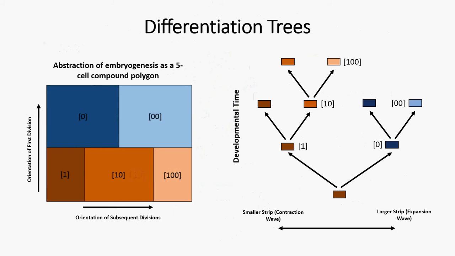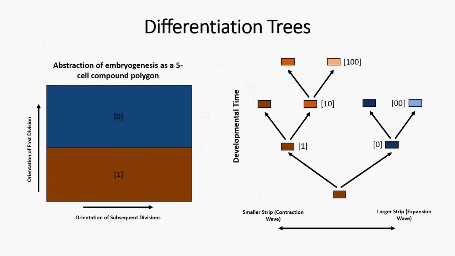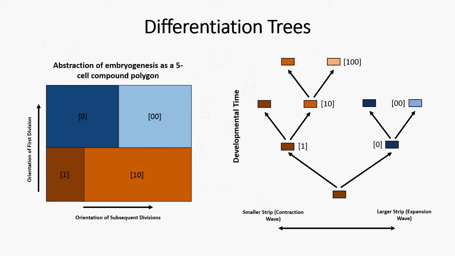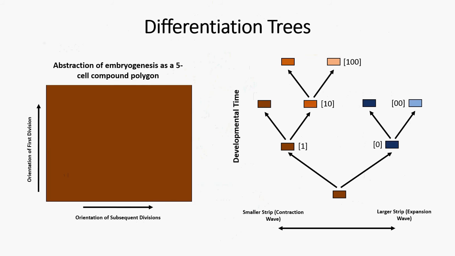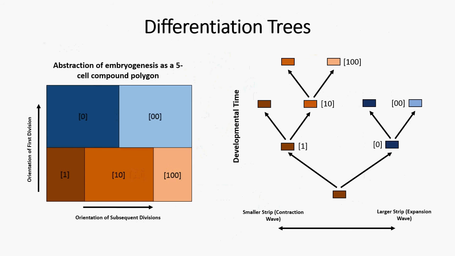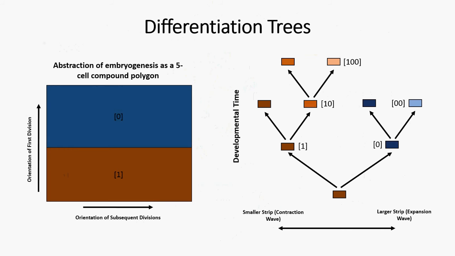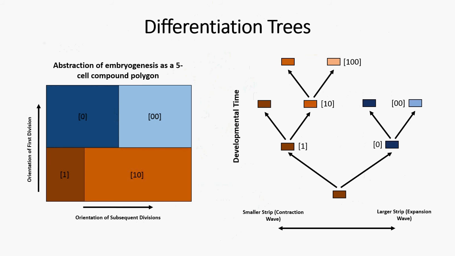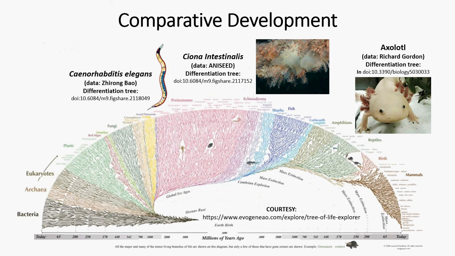This is an abstraction of embryogenesis as a dynamic process, and on the right, we've built a differentiation tree from this process. So it's very easy to see how the process of differentiation, especially asymmetric differentiation, maps to a tree structure.